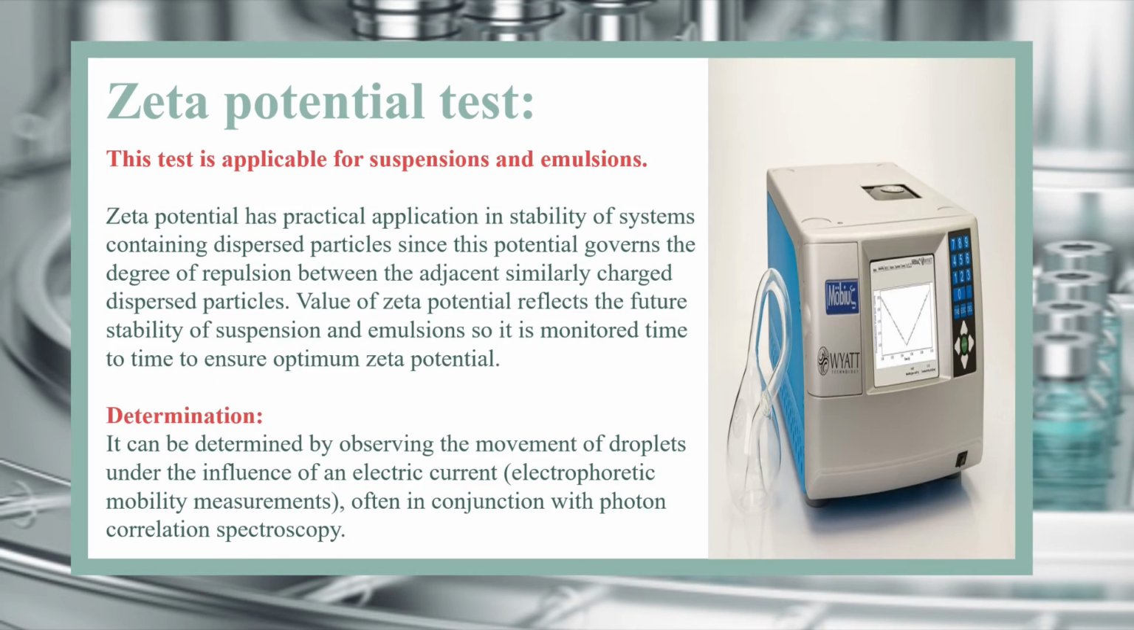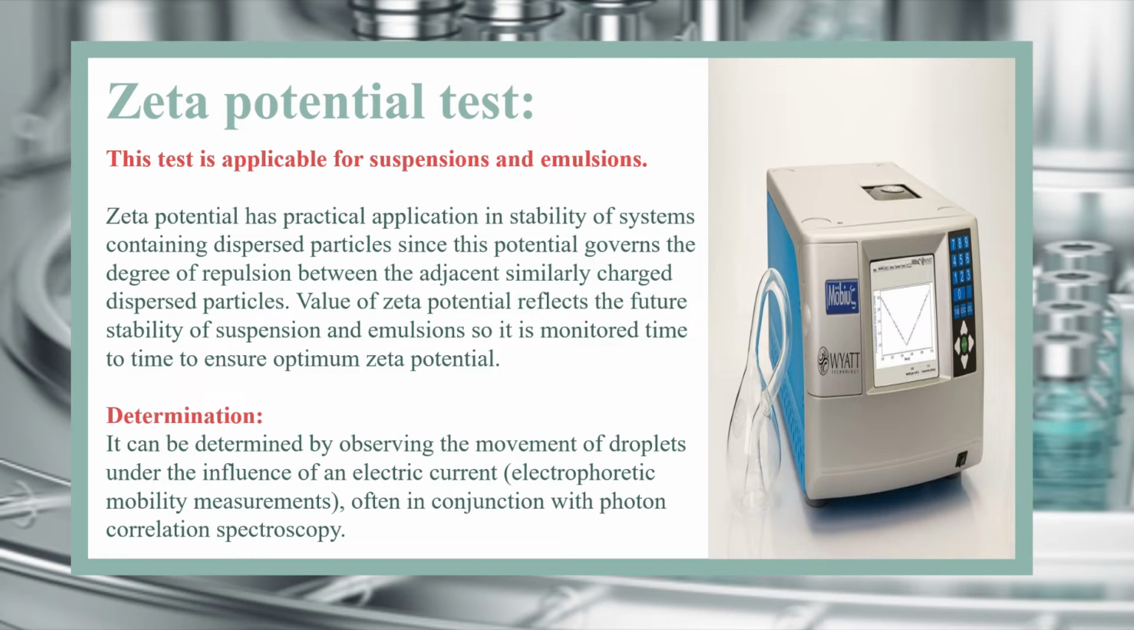Additional test: zeta potential test. This test is applicable for suspension and emulsion. Zeta potential has a practical application in the stability of systems containing dispersed particles, since this potential governs the degree of repulsion between adjacent similarly charged dispersed particles.